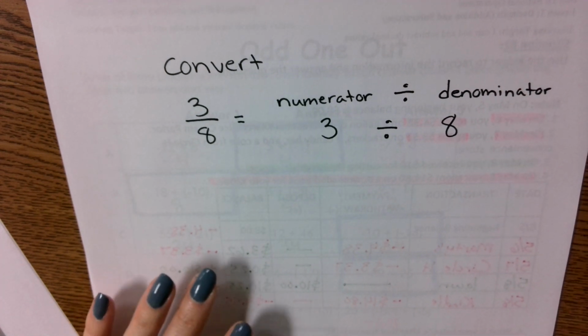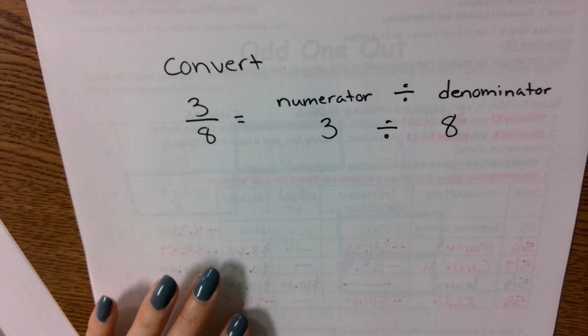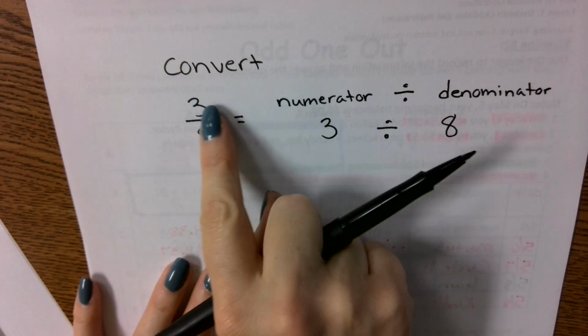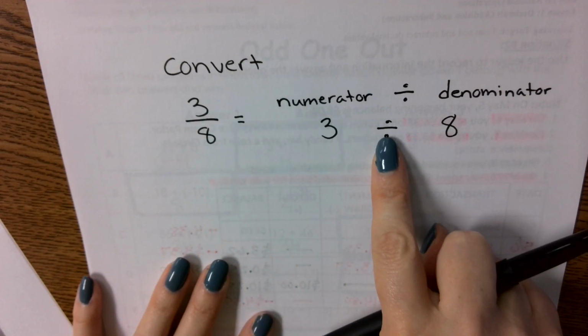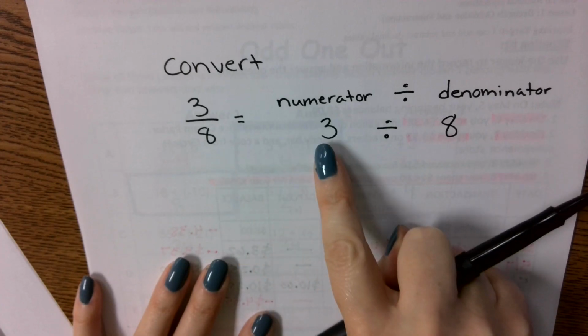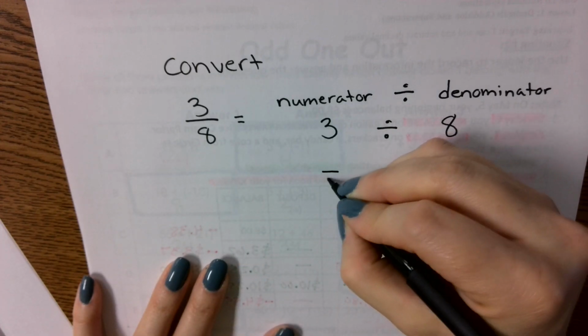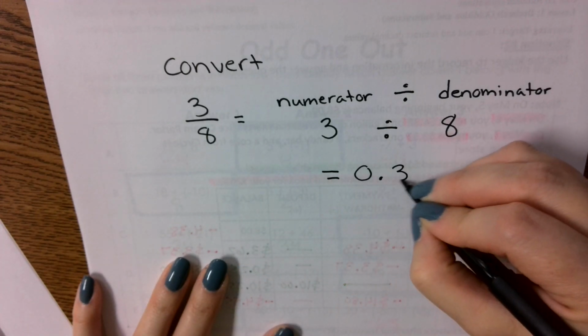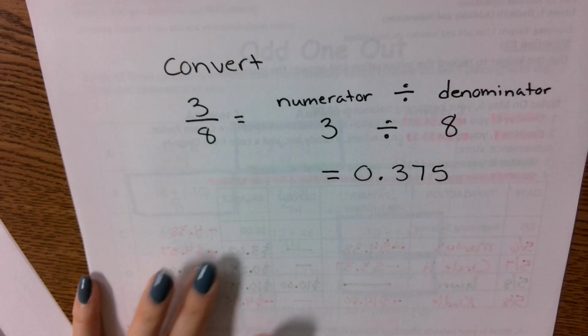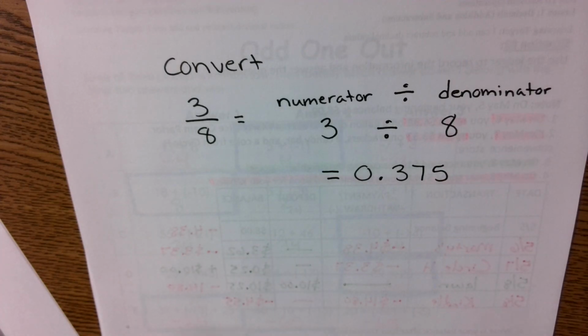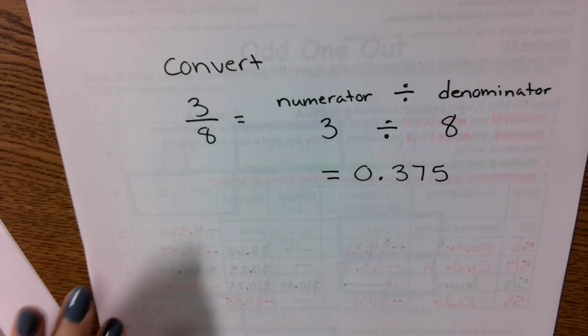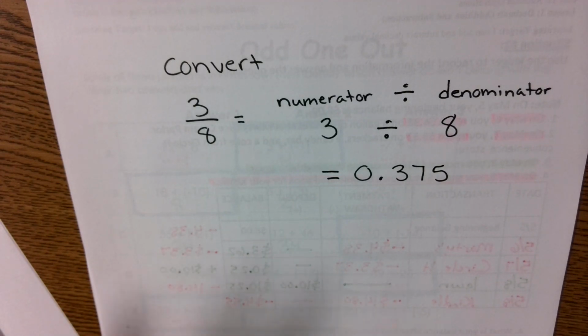Not 8 divided by 3. It's not always biggest divided by smallest. Okay, it's whatever is the top getting divided by whatever the bottom is. So 3 divided by 8 is going to give us 0.375. You want to make sure you remember how to do your conversions because you've got an IXL skill that's going to practice that, as well as an IXL skill on adding and subtracting with decimals. So do you need your calculator today? Yes. Yes, you do. Get started.